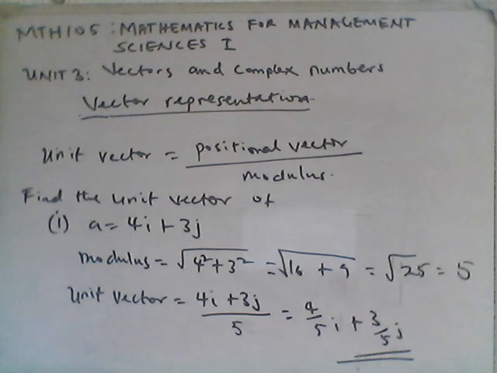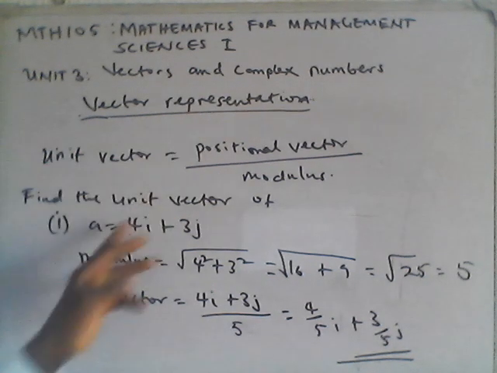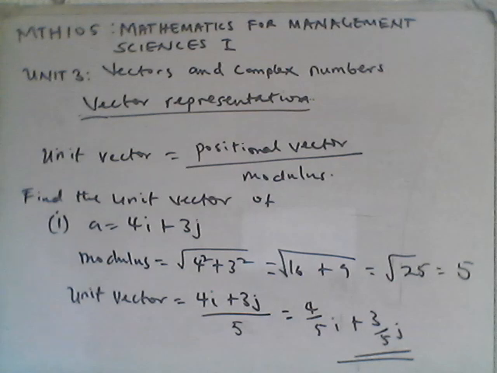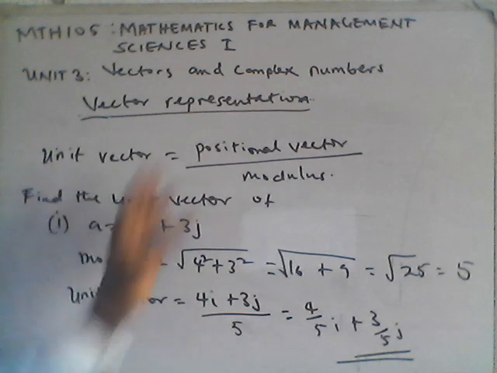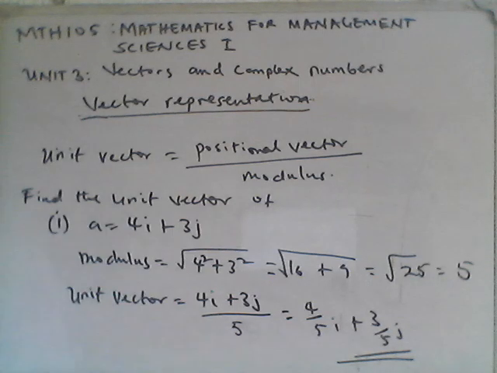So you see the definition. Just divide the positional vector that is given by the modulus. And we have been told how to find the positional vector and the modulus. Just divide it. Every other thing here is arithmetic. If you know the definition, every other thing here is just mathematics. Okay, so we'll just do one more example quickly, and we'll move on to complex numbers.